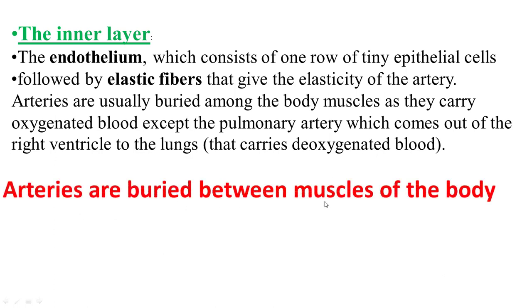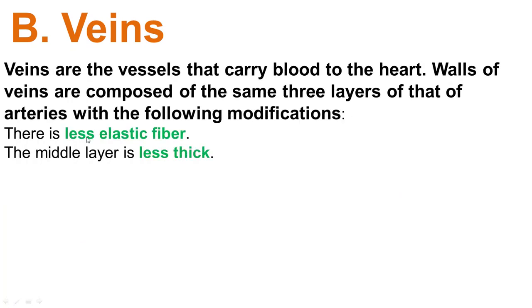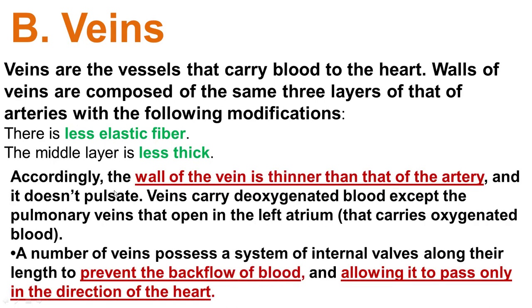Arteries are buried between the muscles of the body, so they cannot be seen easily by your eyes. Number 2, veins. Veins are vessels that carry blood to the heart. The walls of the veins are composed of the same three layers, but there is less elastic fiber in the third layer, the endothelium. The middle layer is less thick, so the amount of muscle is less. Accordingly, the wall of the vein is thinner than that of the artery and doesn't pulsate.